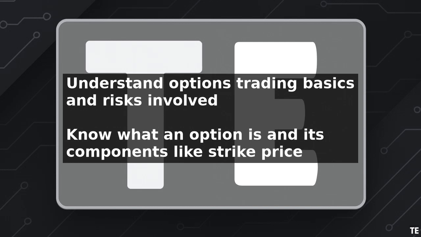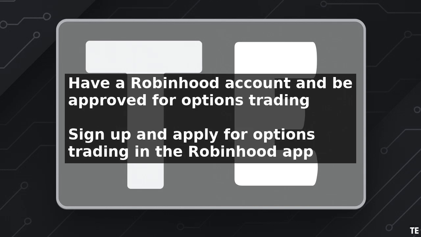The first step is to navigate to the stock or ETF you want to buy options for. You can do this by searching for the stock or ETF in the Robinhood app. Once you have selected the stock or ETF, tap on the Trade button. This will take you to the order screen where you can select the type of trade you want to make. To buy options, select the Options tab.